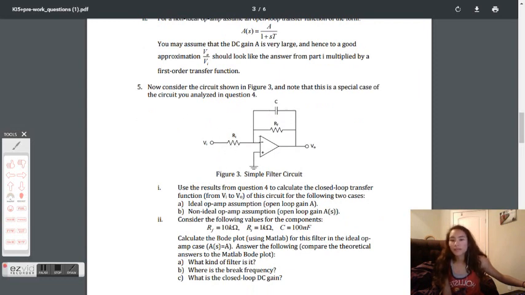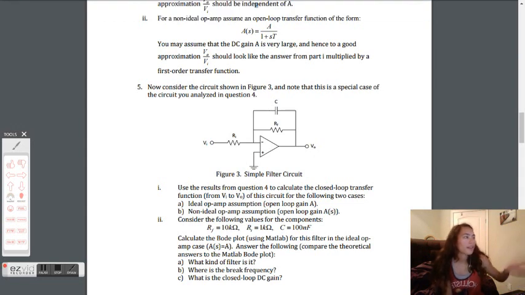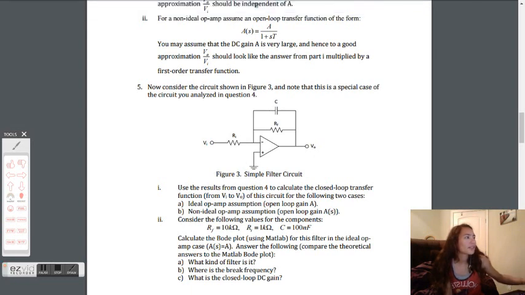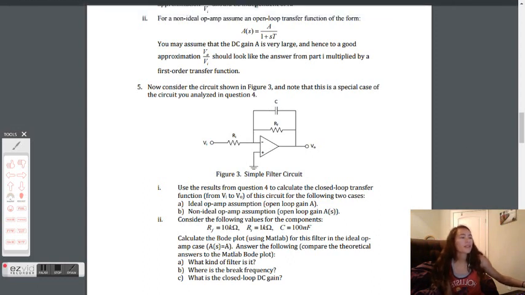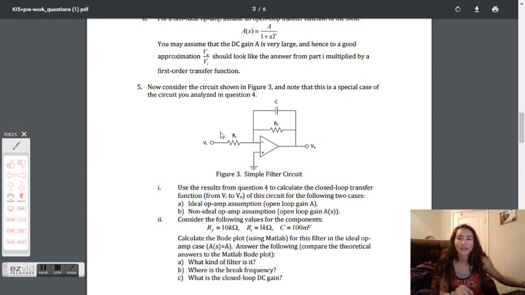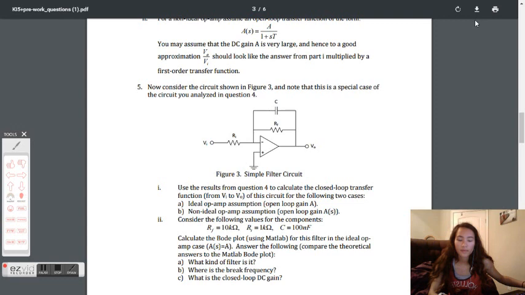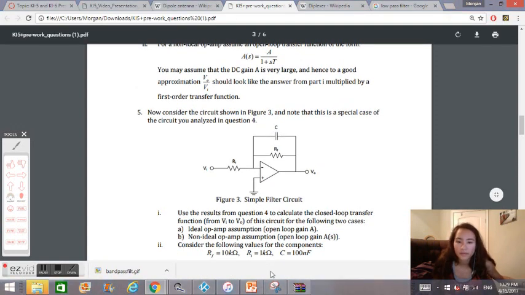So for 5, we basically put these into the specific things that you're supposed to put them into, and you get the transfer function for those things, which is pretty long. I'm sure we all got similar things, and I will show you what the MATLAB images look like if I can pull them up real quick. There we go. Alright.